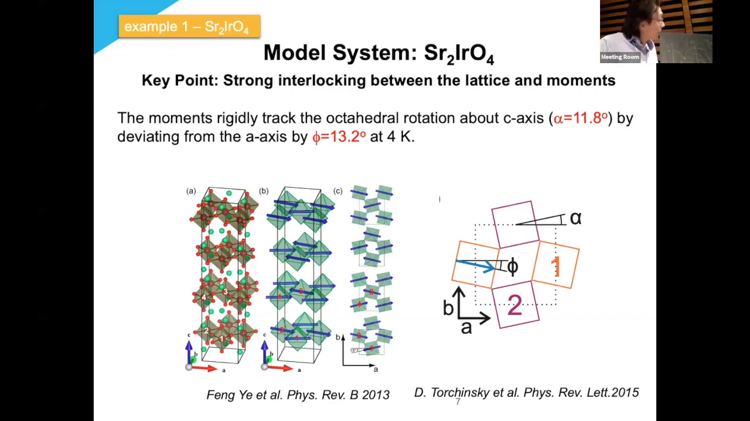And later on, other experimental studies also indicated that there is this strong coupling between structural rotation and the magnetic canting. So this is one of the major features in iridates, and particularly for this compound.